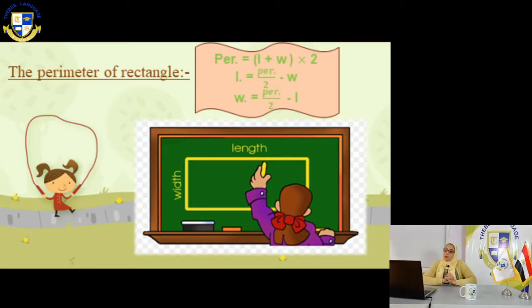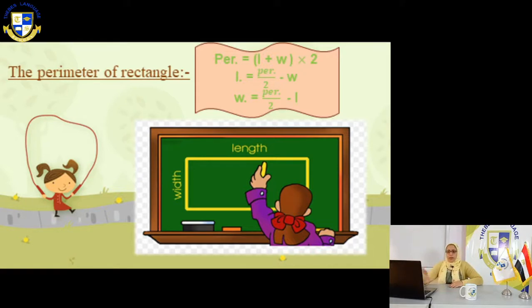If we want to get the length, we divide the perimeter, just changing the operation. Here in the perimeter we multiply by 2, so we divide the perimeter by 2 if we want to get the length, and subtract from it the width. So the rule: length equals perimeter divided by 2 minus width. If we want to get the width, it equals perimeter divided by 2 minus length.